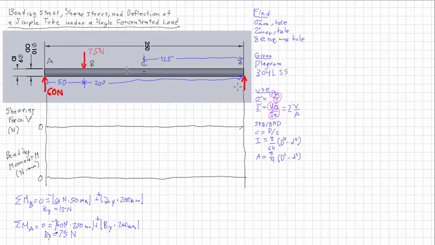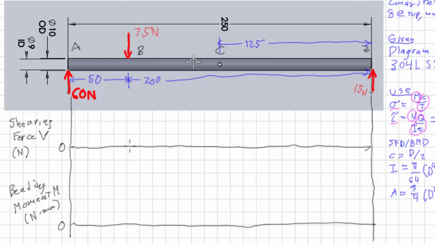That's 75 down, and this is 15 newtons up. Okay, so now we can construct our shear force bending moment diagram. Let's make some lines down here. Now the pattern here is that it's going to go up straight, and then there's no load here, so it goes across, then it comes down here, but that was 60 here. This comes down 75, so it's going to be negative 15 here, and then continues across.